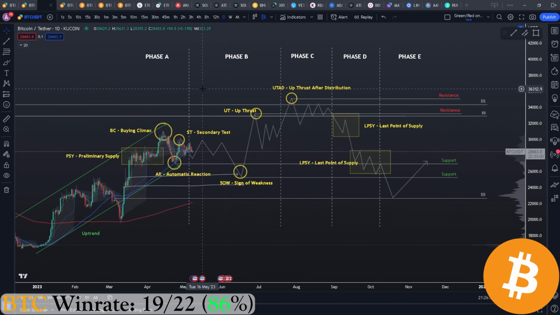So the sign of weakness is an observable move to the downside after our confirmation of a change of character, which we have on the daily, which I'll show you guys on another cleaner chart. But this is just a proof that now supply is dominant.